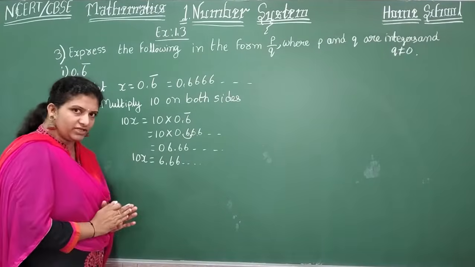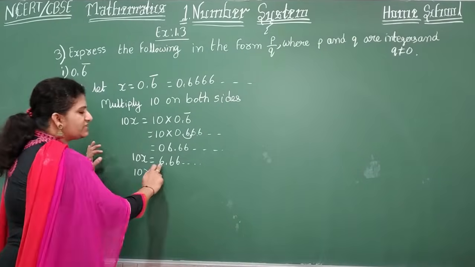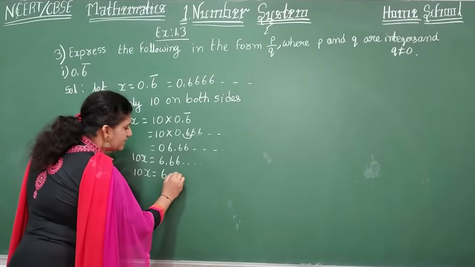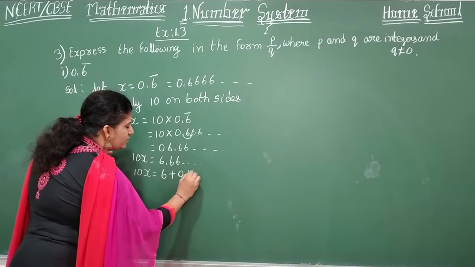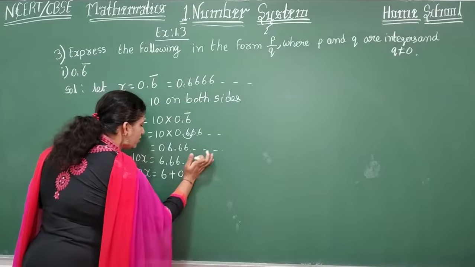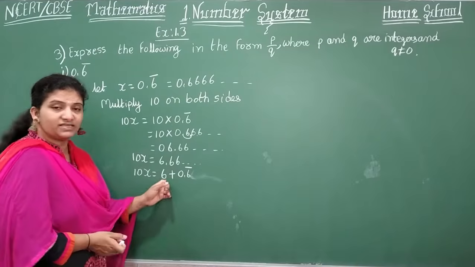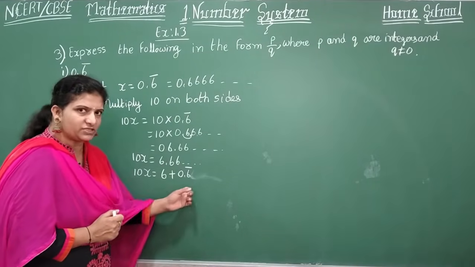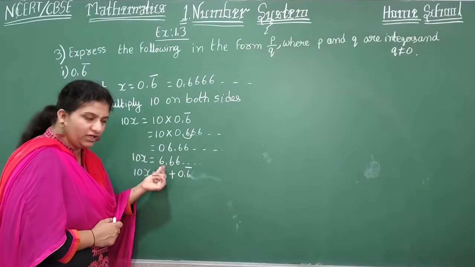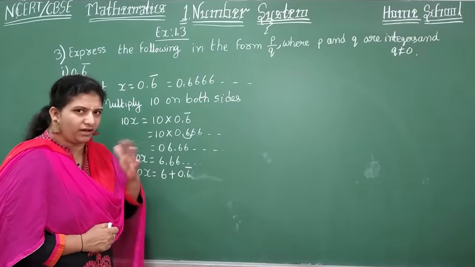So observe here carefully, children. So what I do now? 10x is equal to 6.66. How can you write this? I will split this as 6 plus 0.666 bar, or 0.6 bar also you can write. Okay, so observe here carefully. What did I do? If you add 6 plus 0.6 bar, it will be 6.6 bar, right? So after multiplying 10, your decimal is shifted to here. It makes 6.666 bar, right?